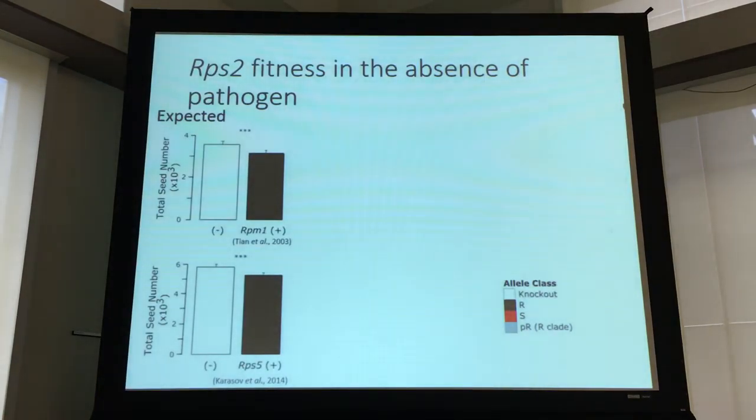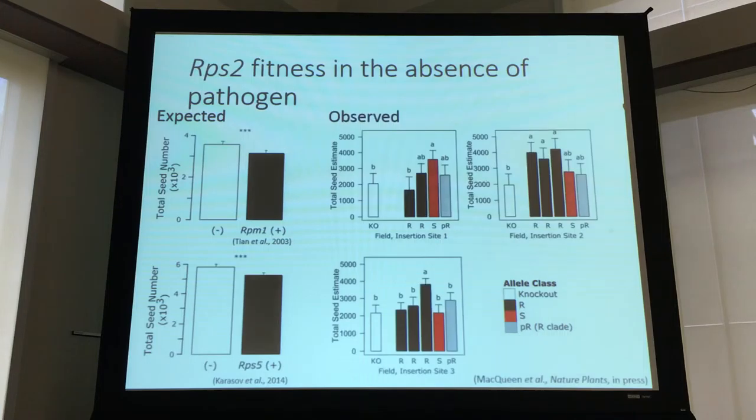Okay, so what are we expecting to see here? What we saw before was this cost of resistance in the absence of pathogen, so the resistant lines here are less fit than the knockouts. And there's an additional type of comparison we can do with RPS2, and that's comparing the resistant to the susceptible alleles. We might expect to see a smaller difference between the resistant and susceptible than the resistant and the knockout lines.